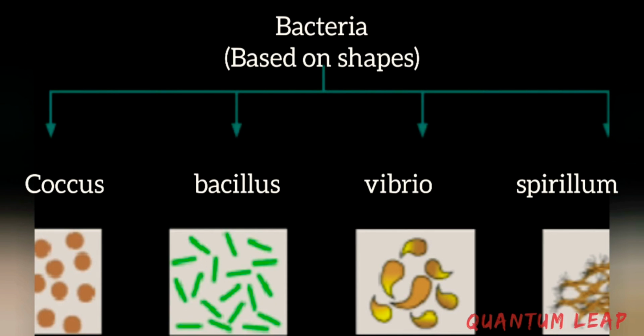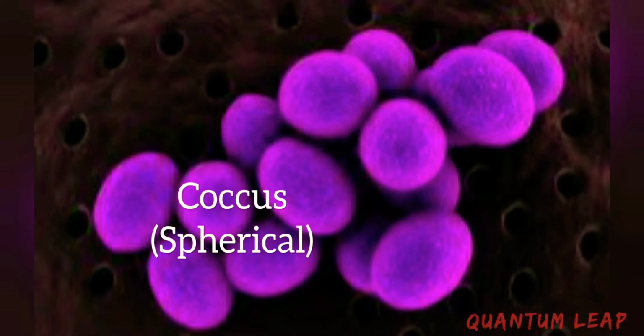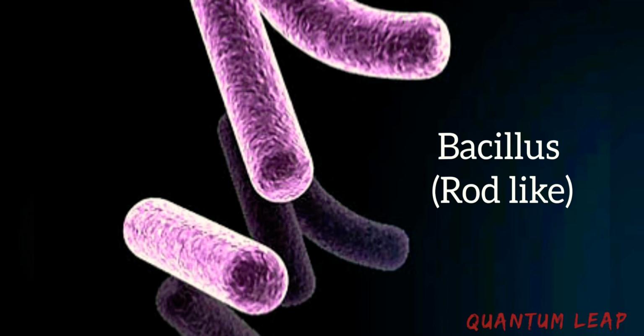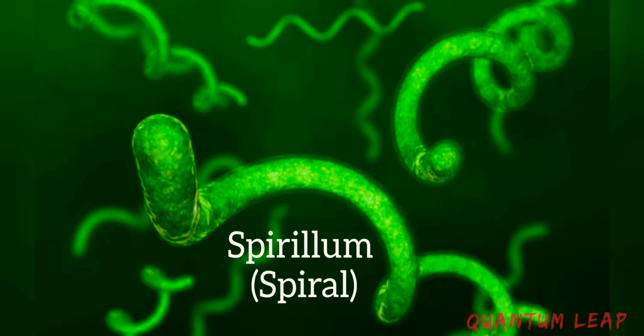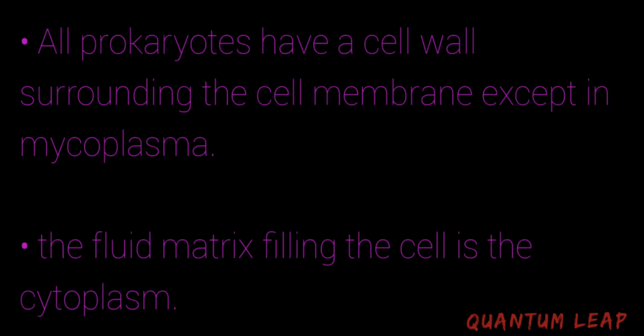Bacteria are divided into 4 types based on their shape. First is Coccus, then Bacillus, Vibrio and Spirillum. Coccus is somewhat spherical in shape. Bacillus is rod-like in shape. Vibrio is comma shaped, as you can see in the images, and Spirillum is spiral in shape.